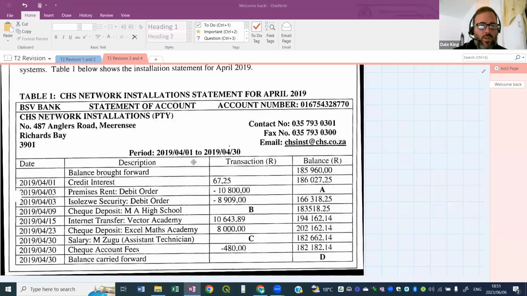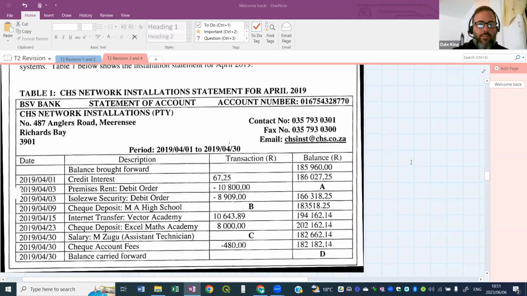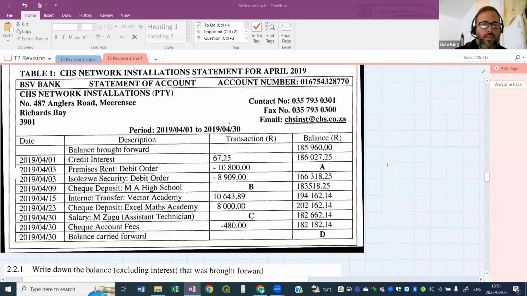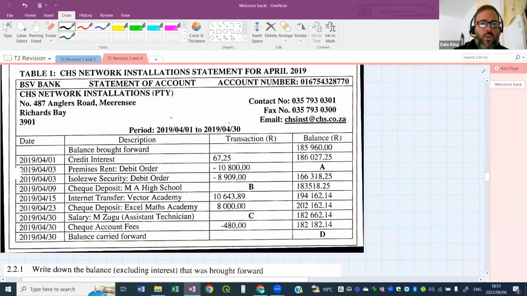All right, let's just treat it like a bank statement, because we've got transactions. We've got a balance on the right-hand side. Okay, let's have a look. So we've got a period. This is the period here. This is how long this statement is for. And we've got over here, 1st of April to 30th of April. So it's for the month of April.